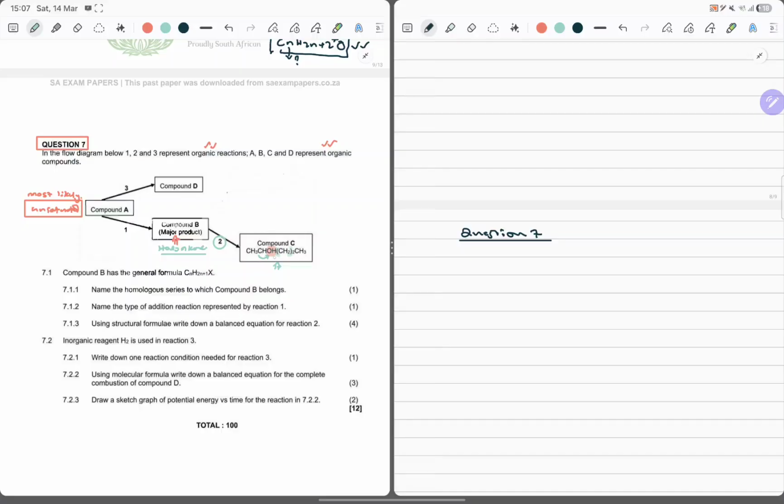But what we can do, we can draw the structural formula here. 1, 2, 3, 4. We said it's 1, 2, 3, 4, 5. So we said here the OH is on the second carbon. The hydrogens, I'm not going to add them. I'm just going to leave them like this to save time. So this is the structure of our alcohol.